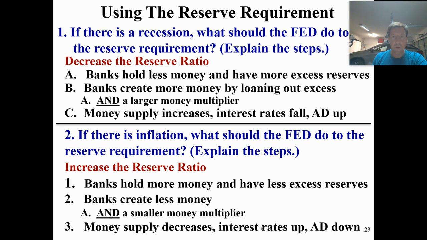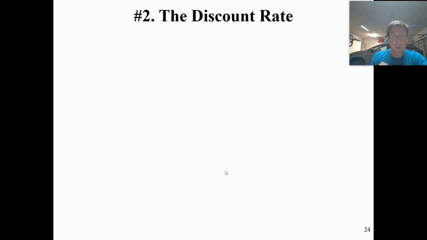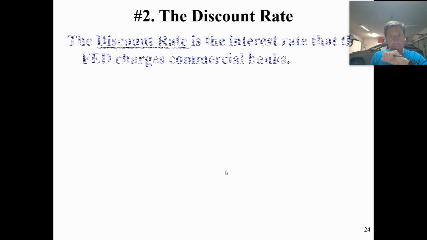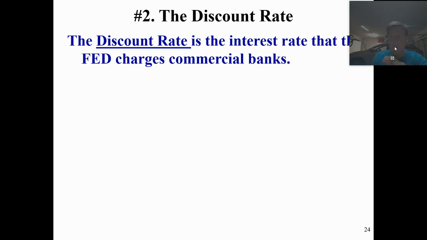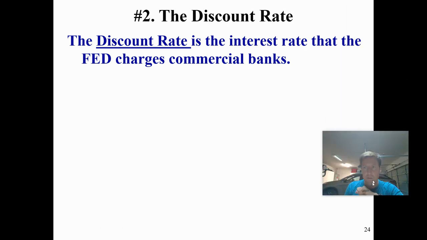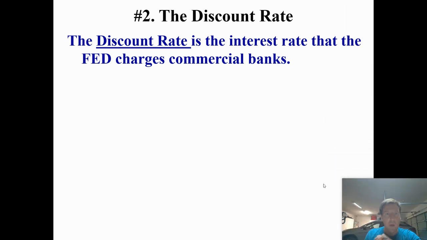So that right there is step one, how the Fed can influence the money supply by changing the required reserve ratio. Number two, the discount rate. And we're going to talk about why this name sucks in a little bit. So the discount rate is the interest rate that the Fed charges commercial banks. You're like, well, why would the Fed charge commercial banks?